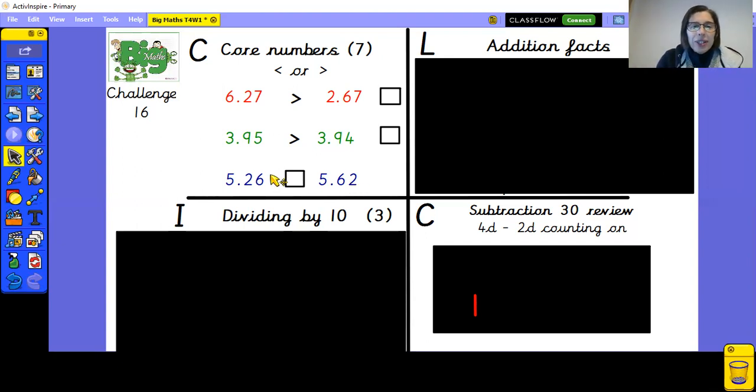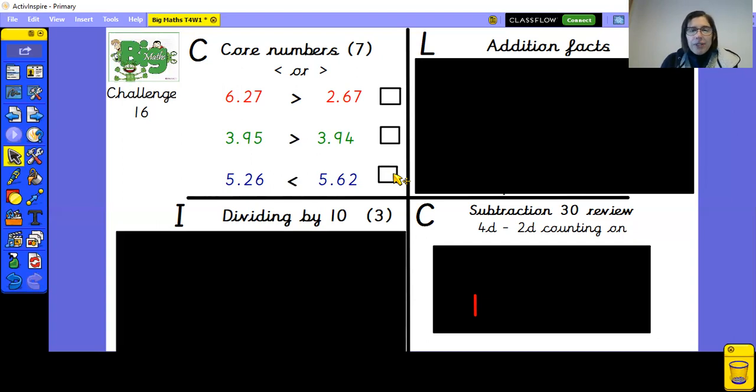Okay, let's check together. I've got 5 ones here and 5 ones on the other side. So I can't conclude at this point. 2 tenths and 6 tenths. Oh, I know the answer already. I don't need to move to the hundredths. So 6 tenths is greater than 2 tenths. So 5.62 is greater than 5.26.